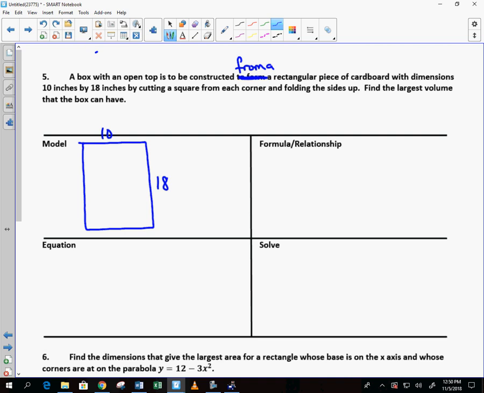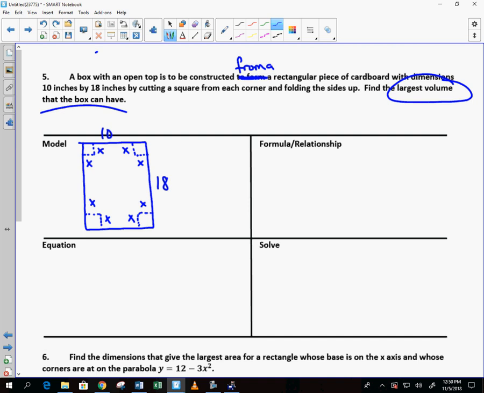And I'm going to cut squares from the corners. And we don't know what the size of those squares are. But what we do know is that they measure x by x. Do you guys remember this problem when we first looked at it? And I actually made one of those things in class for us. I folded up the sides. Our goal is to find the largest volume that the box can have.